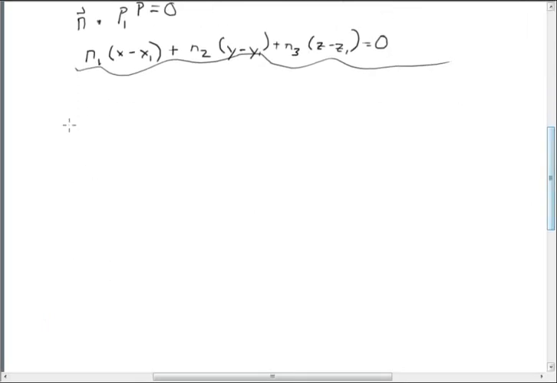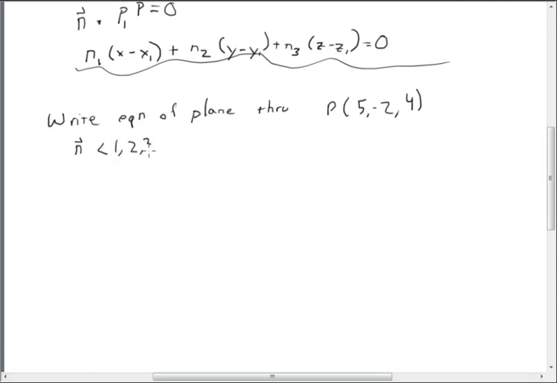I think an example would help clear this up and show you a bit more on how to calculate it. We need to write the equation of the plane through the point (5, -2, 4) with normal (1, 2, 3). This is really easy. We're given the normal and we're given the point. We just have to plug it into this form.